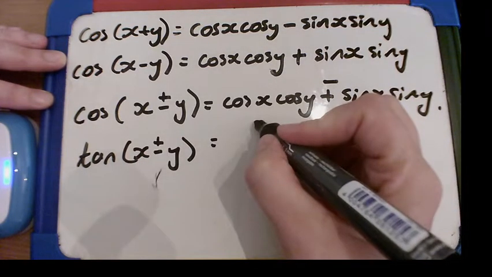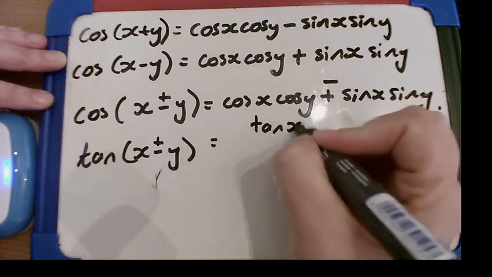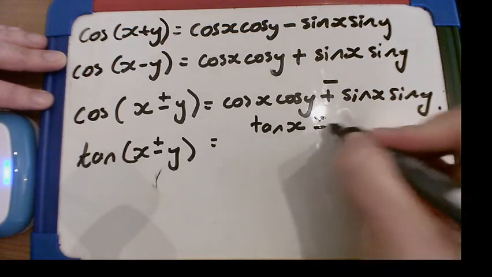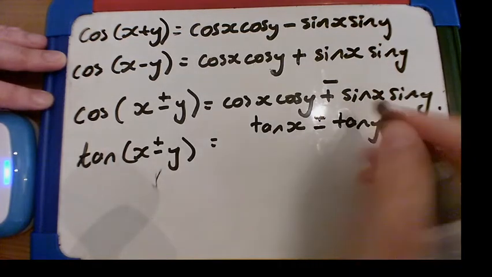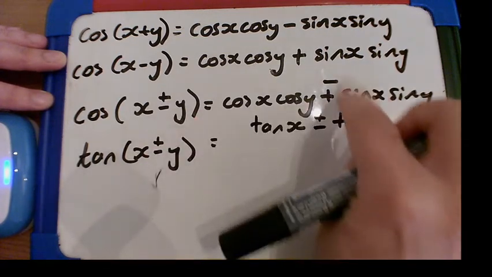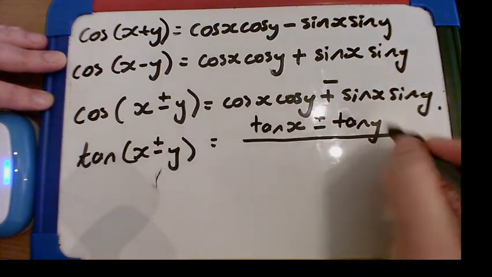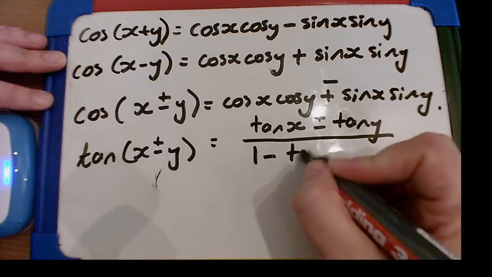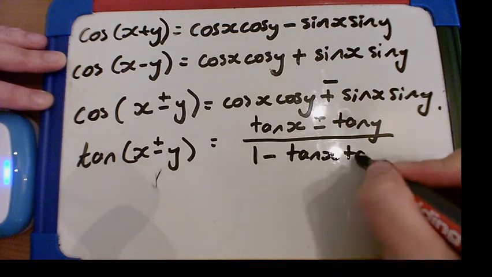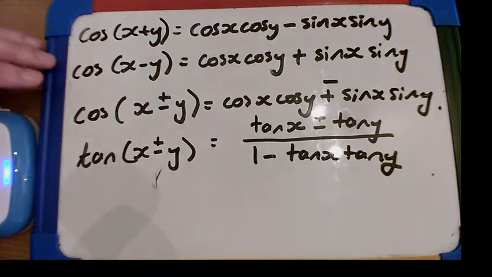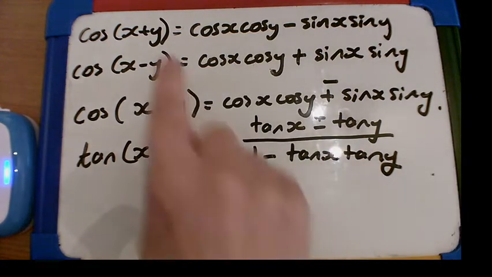Well, that's going to be tan x plus or minus tan y. So if it's a plus, it's a plus. It's only cos it reverses the sign. Divided by 1 minus tan x tan y. Now we're going to look at how to prove that using the others.